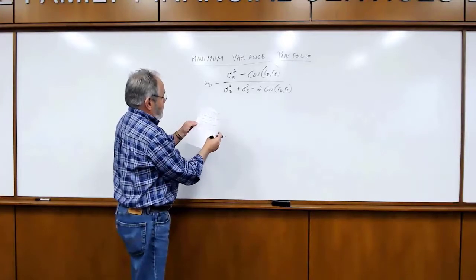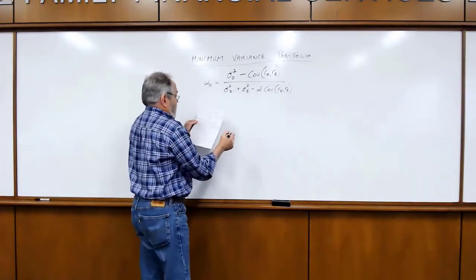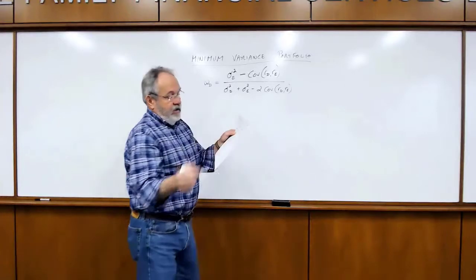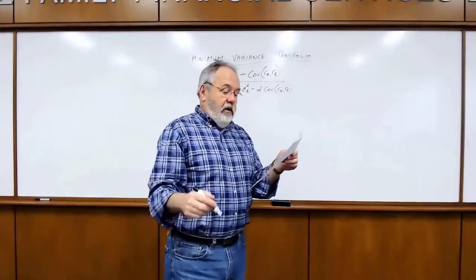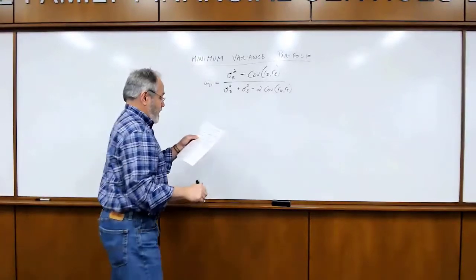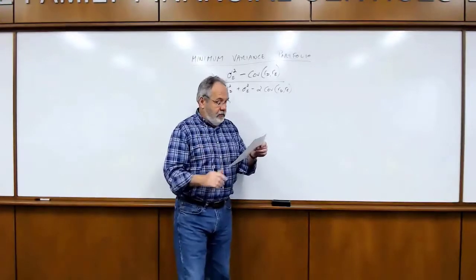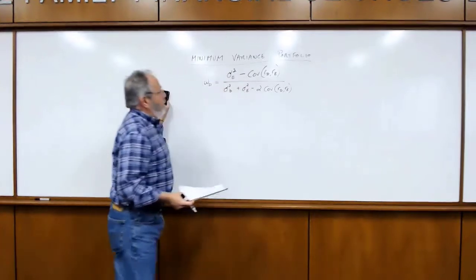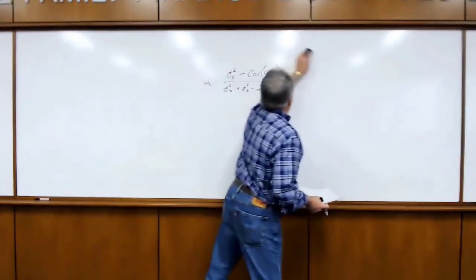This is the equation. If correlation were -1, the weight in debt would be sigma equity over sigma debt plus sigma equity, which is in your textbook. Okay, so that's the formula for the minimum variance.